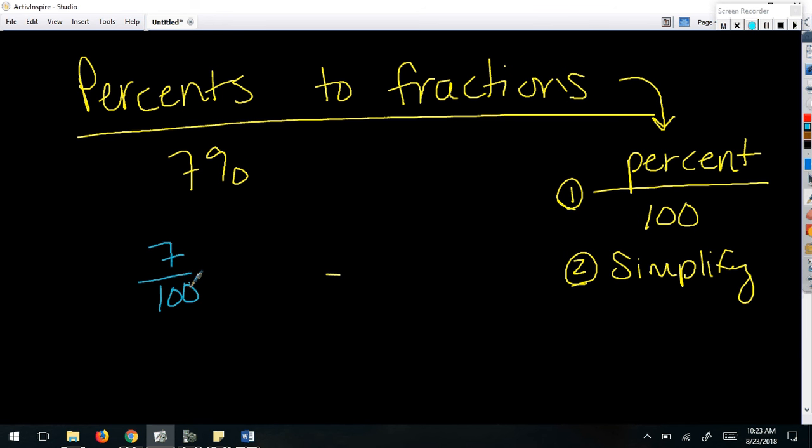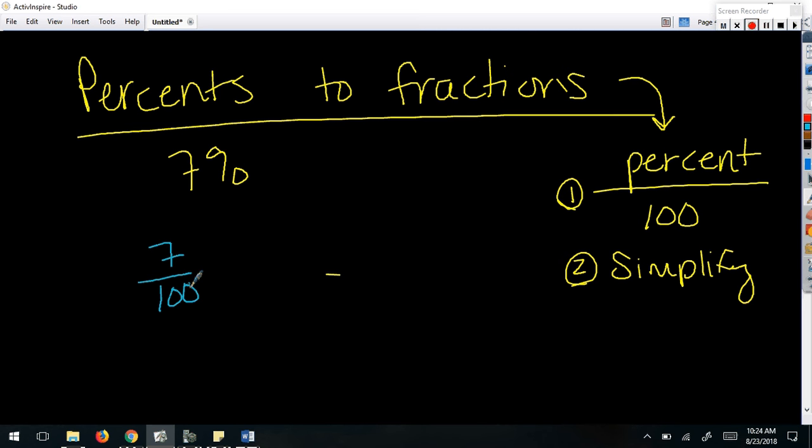All right, so can I simplify 7 over 100 at all? I don't think so either. I can't. 7 is a prime number, so I can't divide it by anything. Prime means it's only divisible by 1 and itself. There's nothing else I can divide 7 by besides 7 and 1.